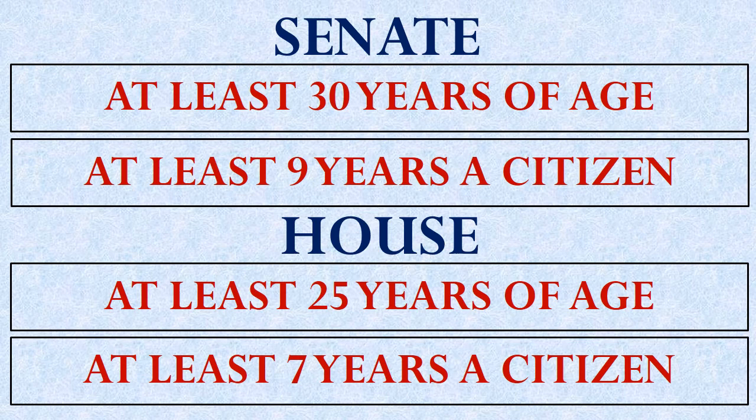So let's summarize the difference in qualifications for the House and the Senate. To serve in the Senate, the person has to be at least 30 years old and have been a citizen of the United States for 9 years. To serve in the House, the person needs to be at least 25 years of age and have been a citizen of the United States for at least 7 years.